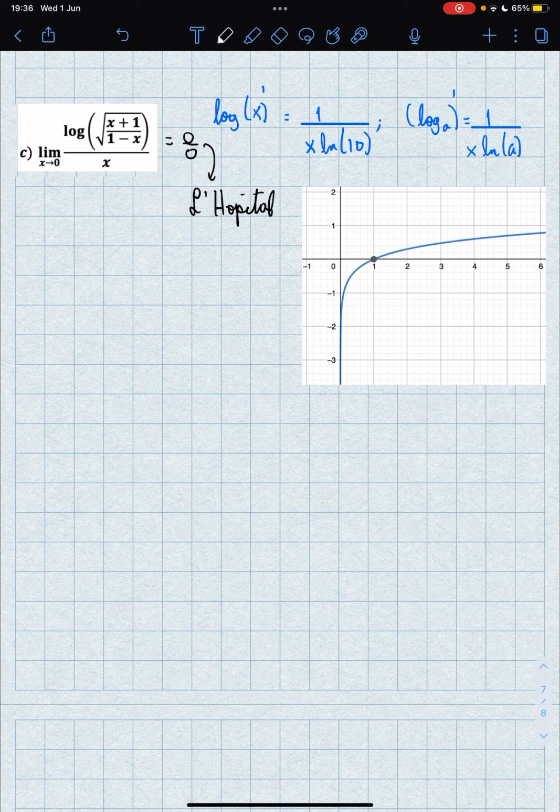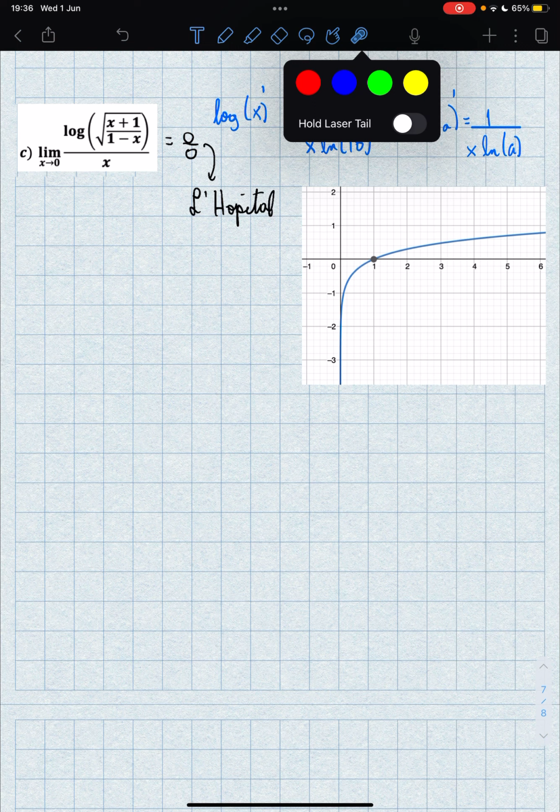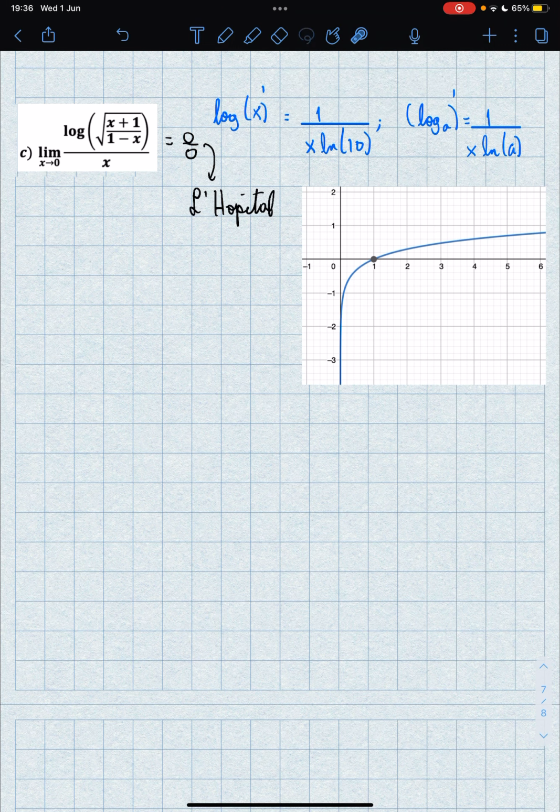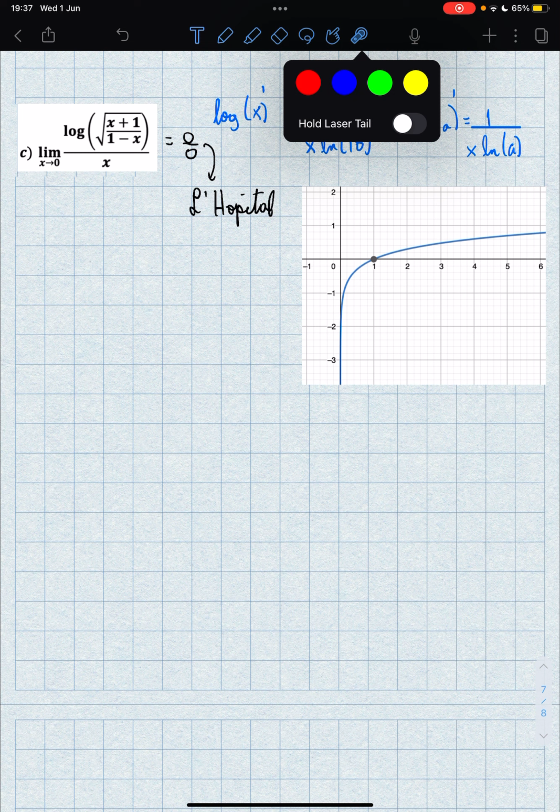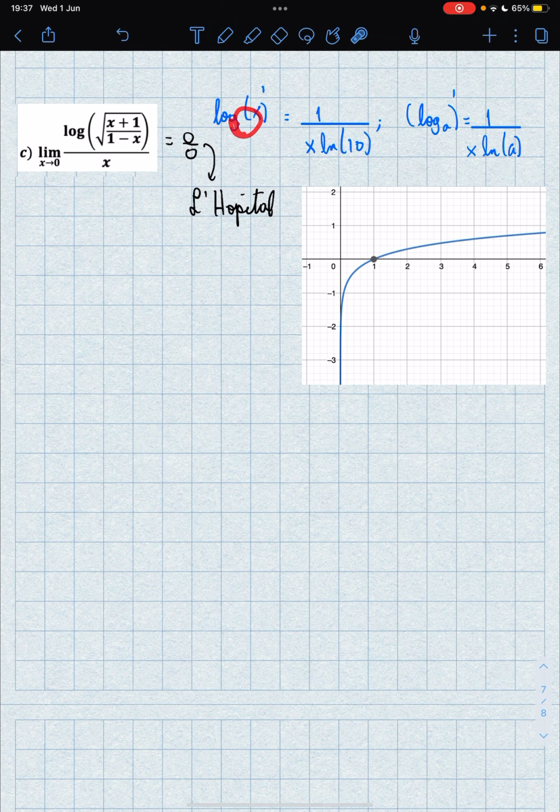Perfect. Now, here I'm showing you, as you can see, you have the log of x, but the derivative. So the argument goes over here, and then we're going to have the natural logarithm of 10. Why 10? Because we assume that the base of the logarithm is 10.